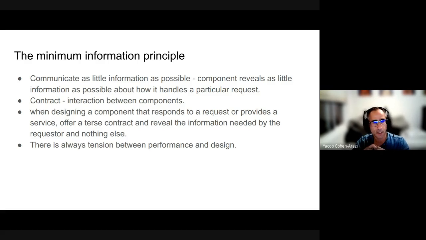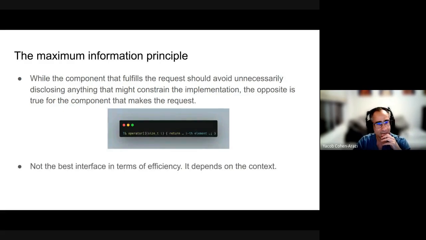There's always tension between performance and design. This is obvious. When you're calling an interface, you need to provide the maximum information that you can to the callee, because you want the callee to have enough information to do whatever it needs to do. That's basically the opposite of the minimum. The minimum is like, I don't want to expose, but when I need someone to fulfill something, I want to disclose as much as possible.